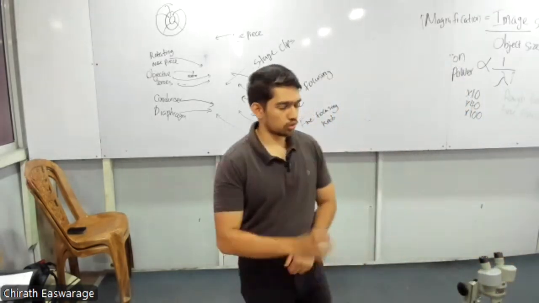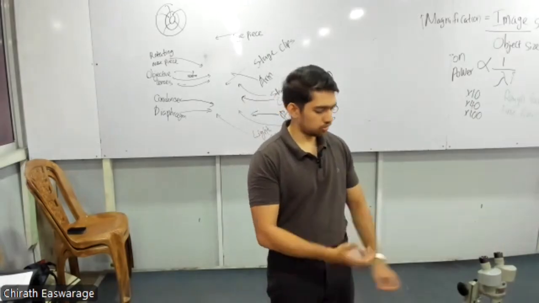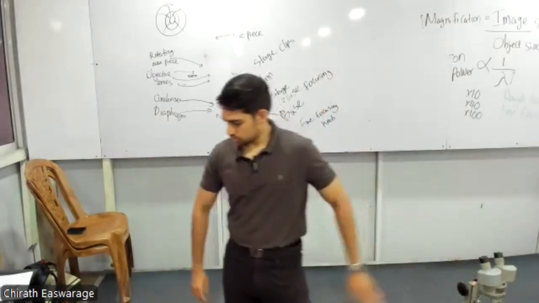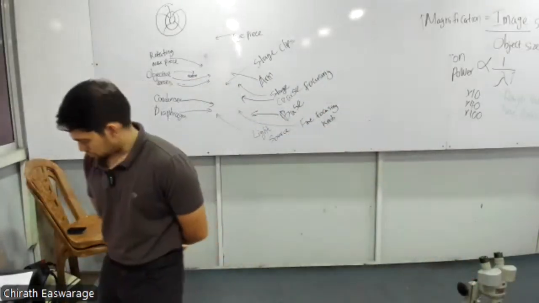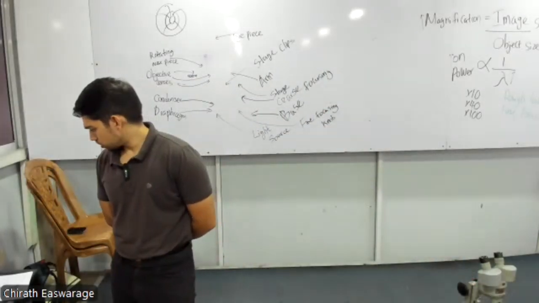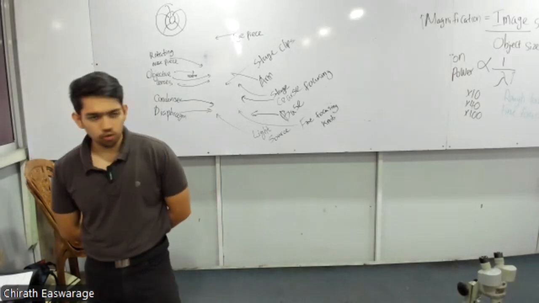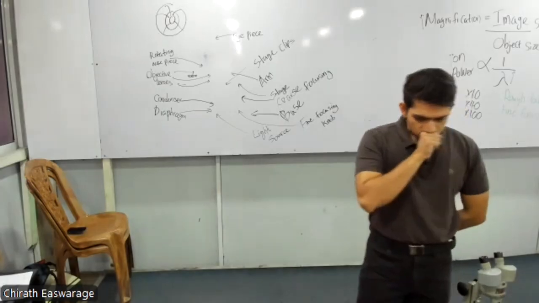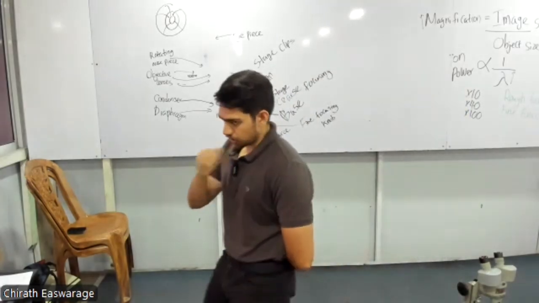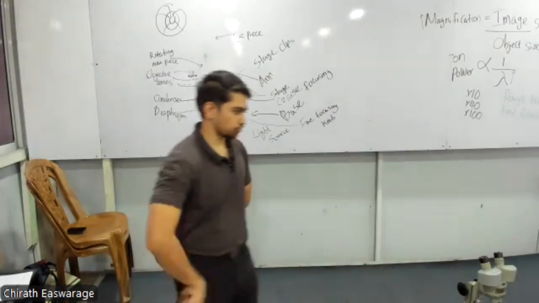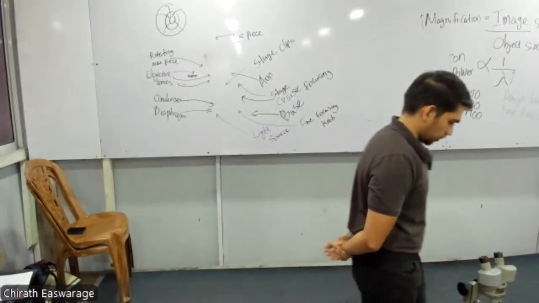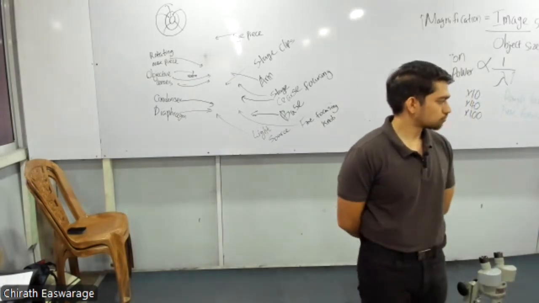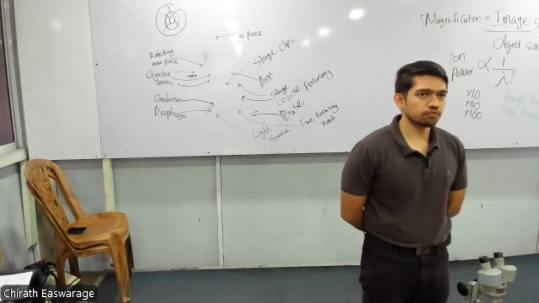So when you need to use the low power, then medium, high, you just rotate the nose piece. Then you can change the objective. Next, objectives: 40, 100. Okay. Magnifies image for the first time.